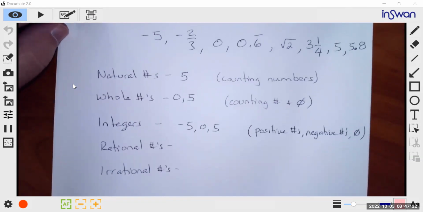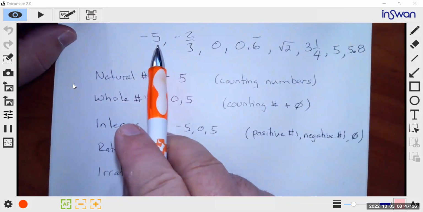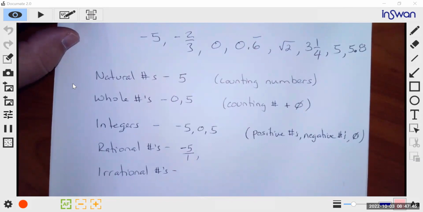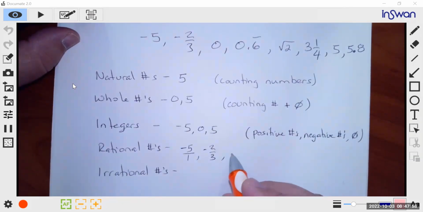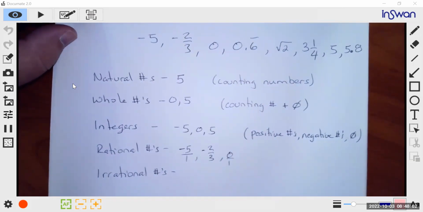Which ones are rationals? Let's start from the left. Is -5 a rational? Yes, because it can be written as -5/1. Is -2/3 a rational? Yes. Is 0 a rational? Yes. You can put a 1 underneath it. It's still going to be 0.